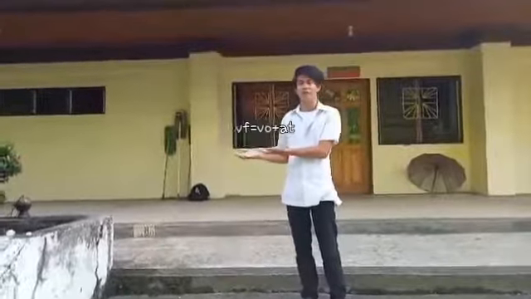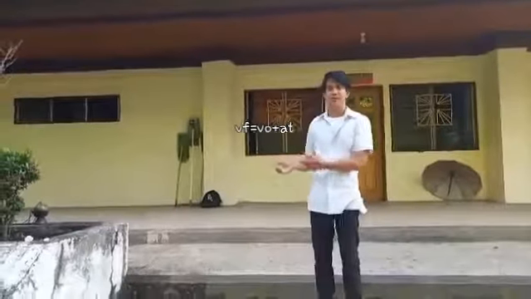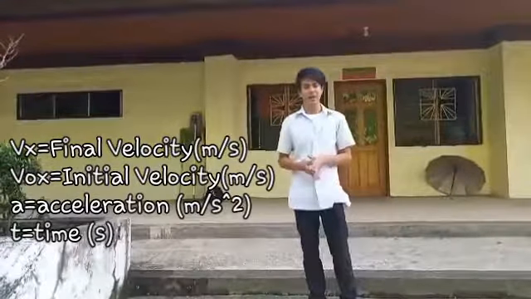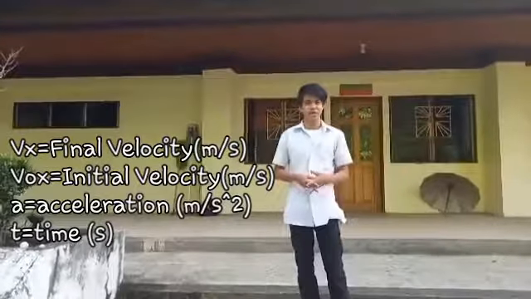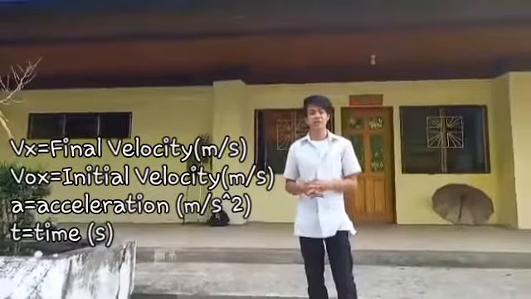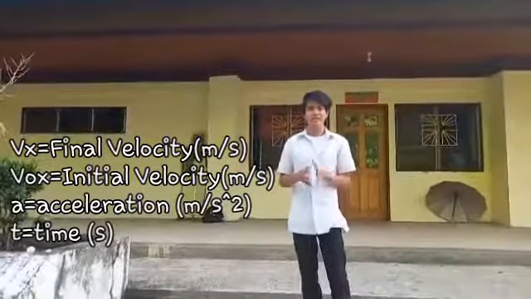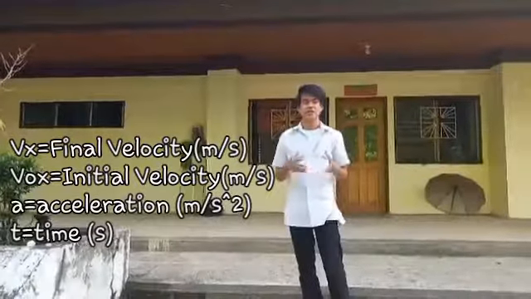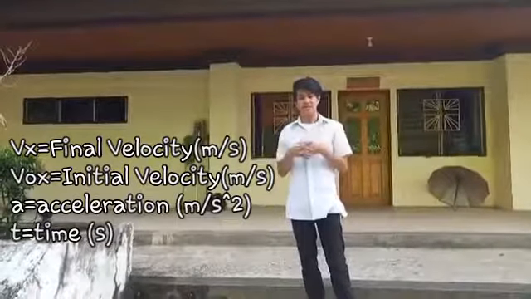Vf equals V naught plus AT. Vf represents the final velocity or speed. V naught is the initial velocity or speed. A stands for acceleration, and t stands for time.